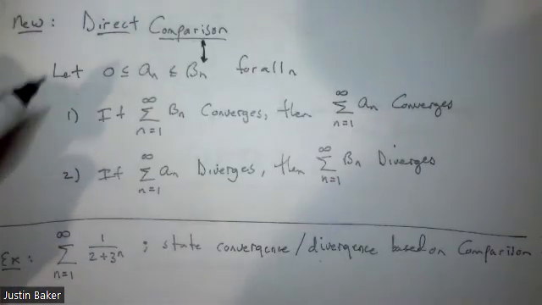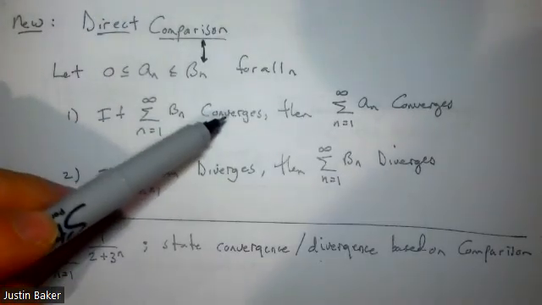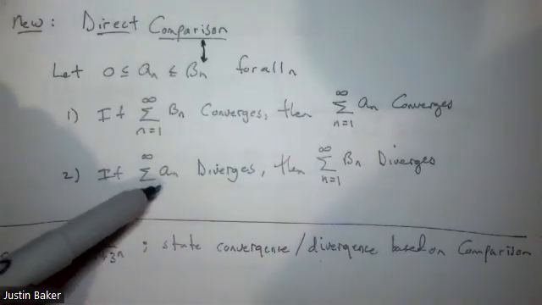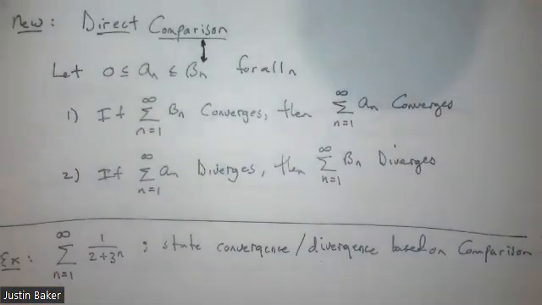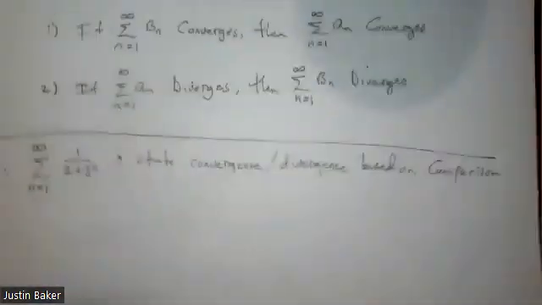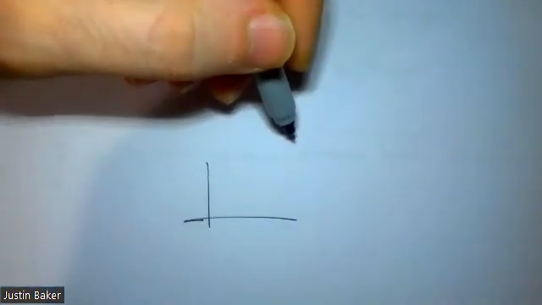And basically, if B of n converges, then A of n converges. And if A of n diverges, then B of n diverges. Now, before you copy all that, and I'm going to have you copy it, but let me get a piece of scratch paper here. And here's basically the story.